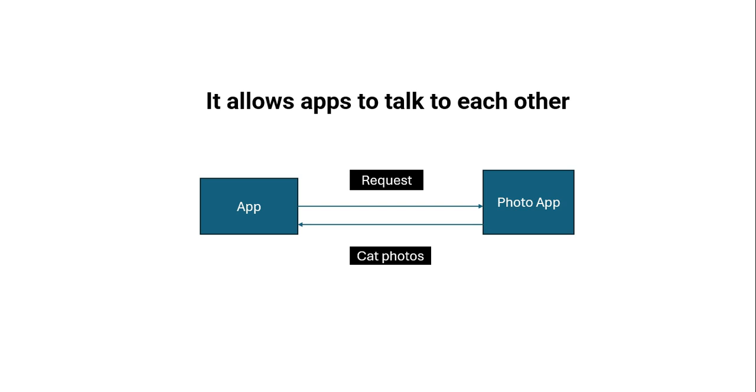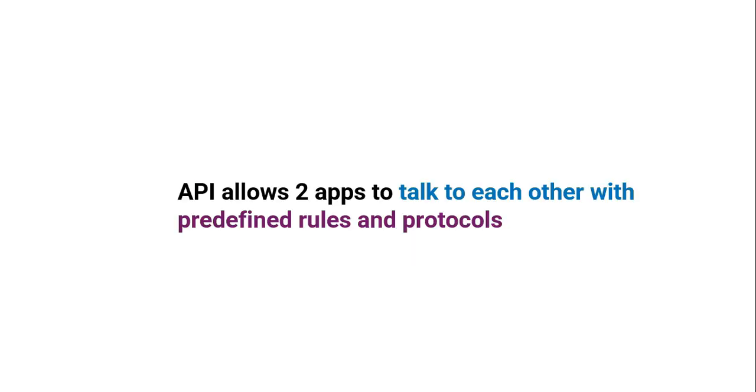There's a photo app here, and there is a third-party app here. So we need some cat photos from the photo application, which has a repository for all the cats. So this application should know what kind of request it has to send to the photo application, what endpoint it has to use, and what response it is expecting. So an API allows two applications to talk to each other with predefined rules and protocols.